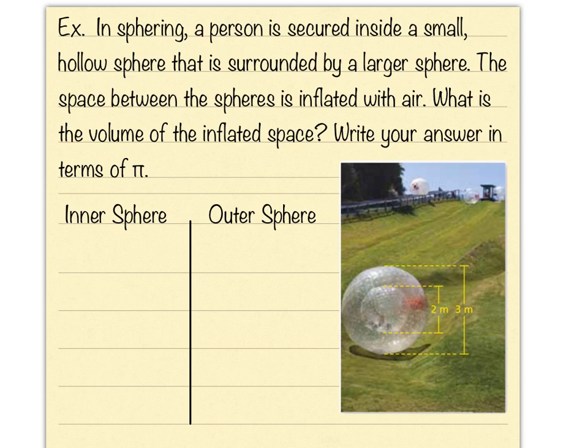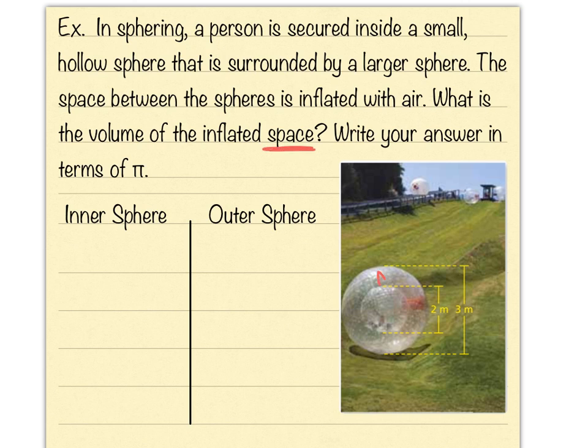All right, this one's going to take us back to our Chapter 8 volume chapter. It says, in sphering, which I didn't know was a thing, but apparently it is. It says a person is secured inside a small, hollow sphere that is surrounded by a larger sphere. The space between the spheres is inflated with air. This just looks like a lot of fun. Obviously, they're rolling down a hill. What is the volume of the inflated sphere? Write your answer in terms of pi. All right, correction here. It says, what's the volume of the inflated space?